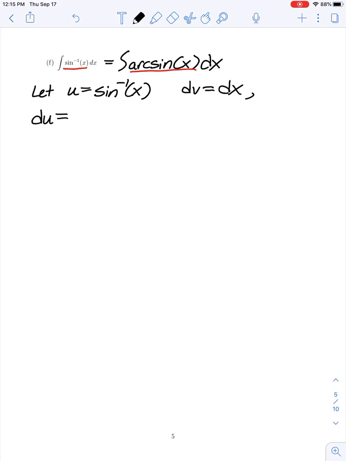So to apply our formula, we need to calculate du. Differentiating the arc sine function, well, it might have been a little while since you've dealt with derivatives of inverse trig functions, but reviewing those rules for differentiation, your derivative would be 1 over the square root of x squared minus 1, and then we have a dx. And v is then equal to the integral of 1 dx, which would just be x.